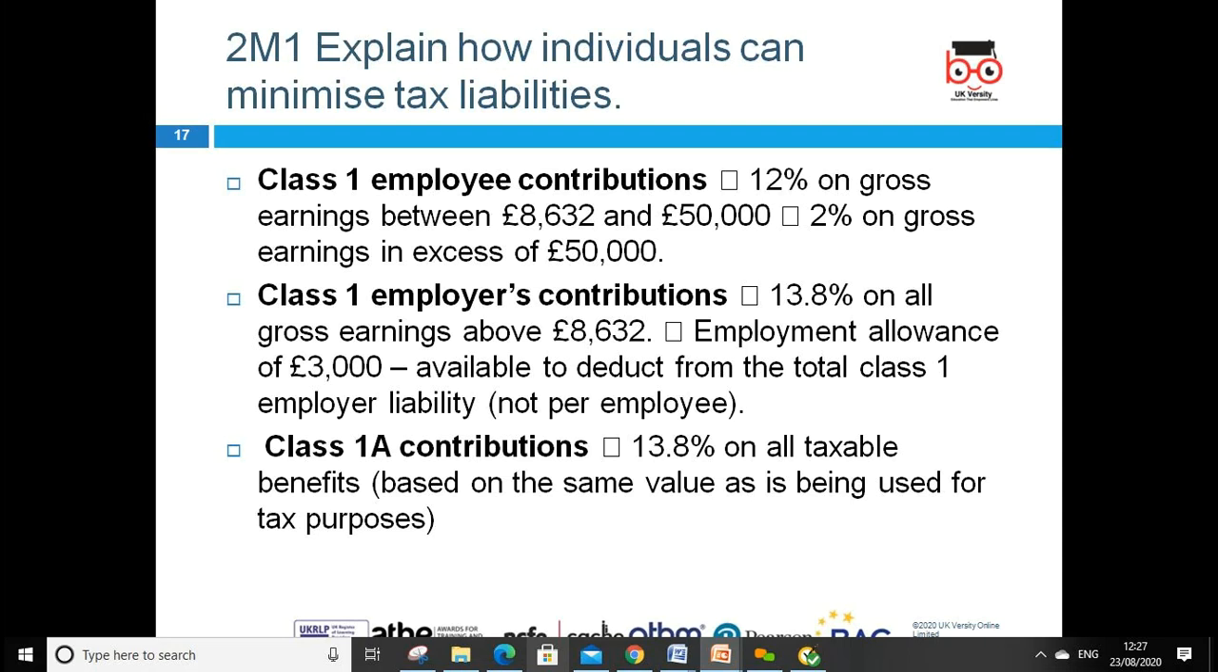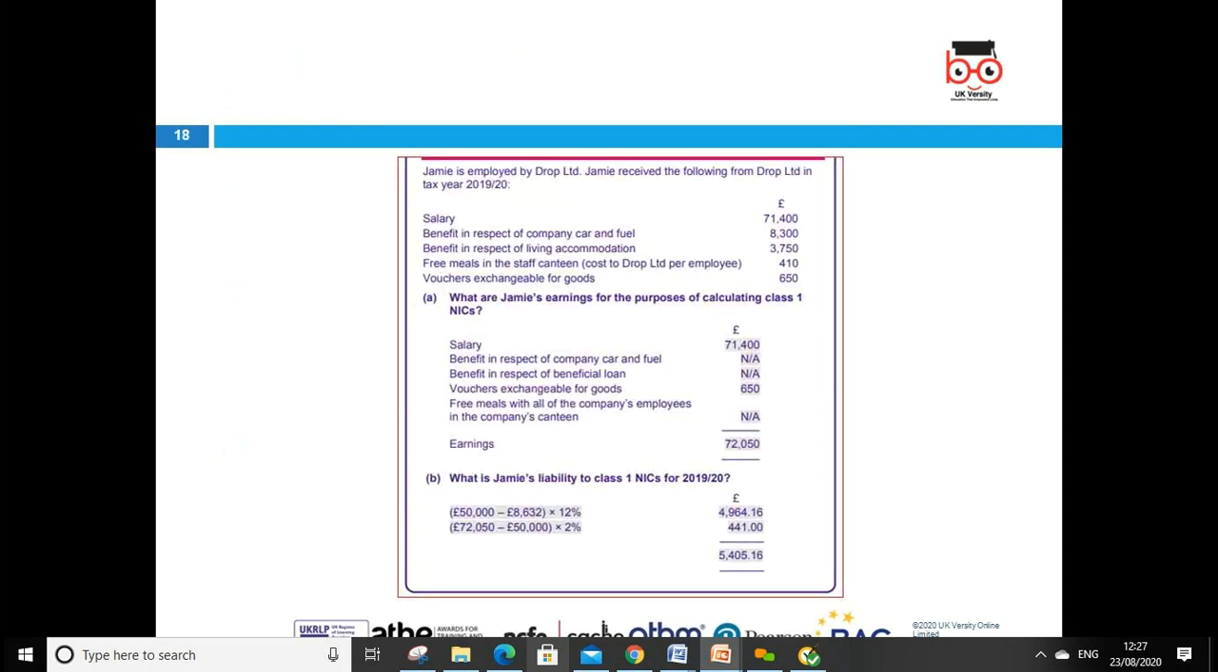So class 1A contribution is 13.8% on all the taxable benefits, based on the same value used for tax purposes. Anybody, any question? Okay, so that's what we need to be well aware of, and that's what we can calculate.